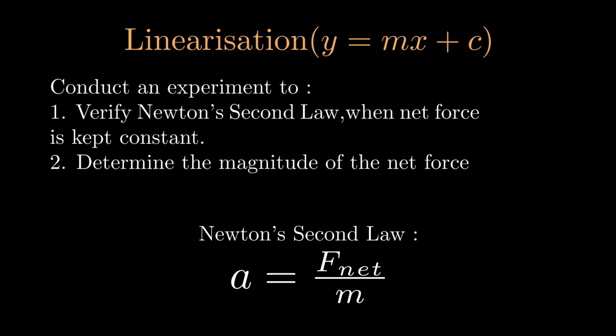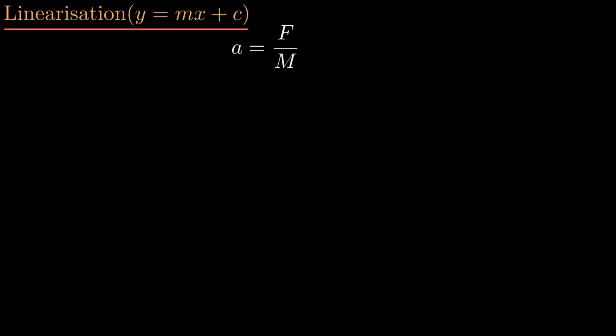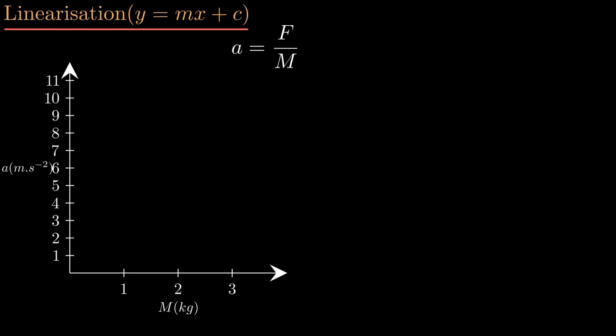So let's see now how we can use this process of rearranging this equation, and we write it in the form of a straight line equation, which is y equals mx plus c. Before we do that, we will look at the graph of acceleration versus mass. So this is what we mean by saying that acceleration is inversely proportional to the mass. We get this graph, which is a curve.